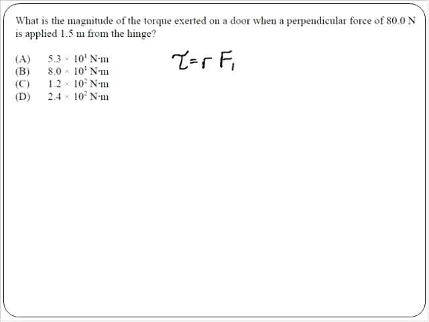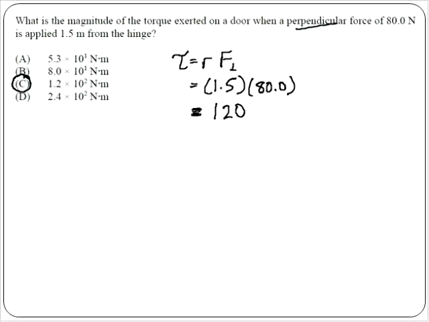Torque equals RF perpendicular, right, because it is a perpendicular force here. The R is given. It says from the hinge, so the hinge obviously is the pivot point of the door. That makes sense. And the force that's exerted is 80.0 newtons. Multiply that and you get 120. Now, the numbers that you see there are written in scientific notation. So you need to remember that 120 is the same thing as 1.2 times 10 to the power of 2.